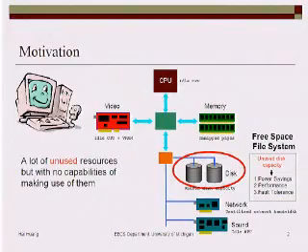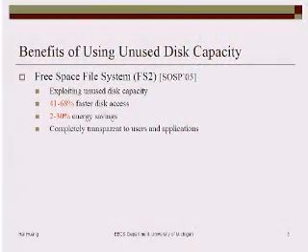To show you how we can benefit from using these unused resources in our systems, I'm going to talk about the free space file system. This is work I've done recently. Unlike traditional operating systems, the free space file system is able to actively make use of the unused regions on the disk. Using these unused regions as a cache, we can improve the I/O performance for disk accesses and also improve the energy efficiency for these disk accesses. And also, as part of ongoing work in this project, we're trying to address some fault tolerance issues for the disk by also using these unused disk regions.